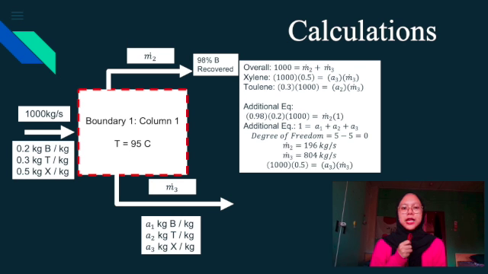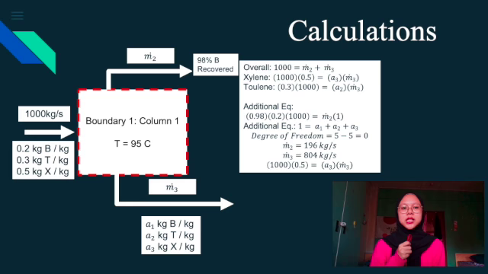For component balance xylene, we refer to the basic concept which is all in is equal to all out. Since all xylene appear to the bottom product stream, the equation will be 1000 kg per second multiplied with 0.5 kg xylene per kilogram is equal to mass fraction xylene, which is A3 multiplied with M3.